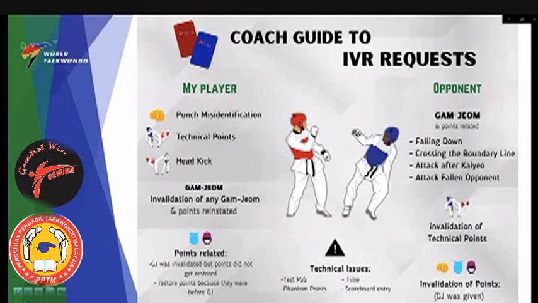Phantom points. If you see that there are any phantom points, meaning there was no kick, no action, but points came up, then you can request this to be reviewed. Any time issues, so maybe there was action, the referee stopped, and then the time didn't stop. The computer operator didn't stop it in time. You believe 5-6 seconds passed, you can ask that there was a time issue. Or scoreboard entry. Maybe a gamjan was given to the opponent, but it was entered into your player instead. So you can request for this as well.